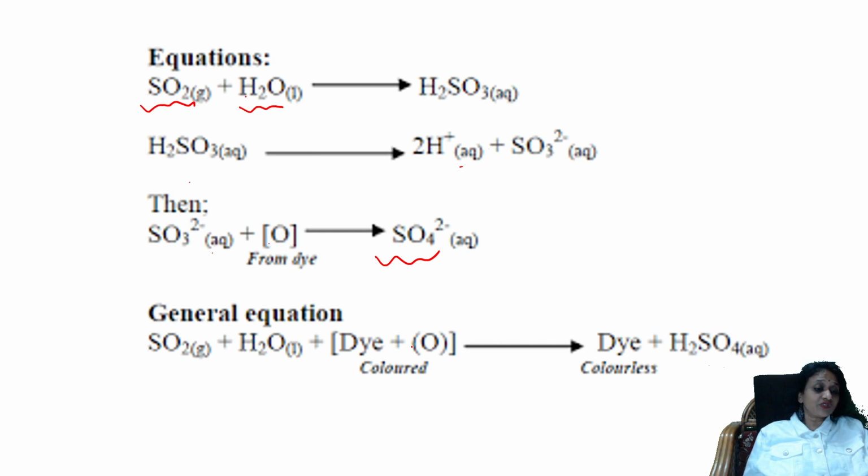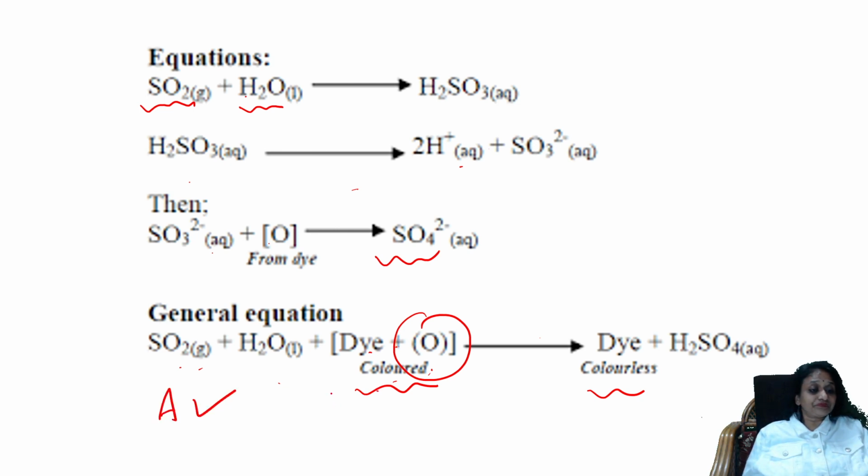Because of the nascent oxygen that was released, it acts as a bleaching agent. That bleaching agent turns colored to colorless. Now, see, students, they have given that sulfur dioxide is a good bleaching agent. Yes, it is right. Colored to colorless, the assertion is right.